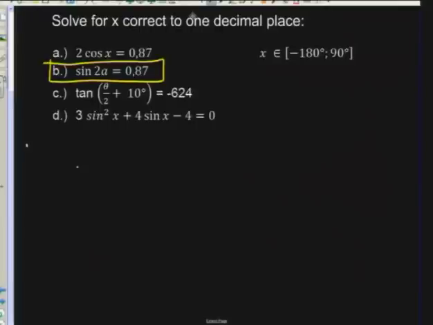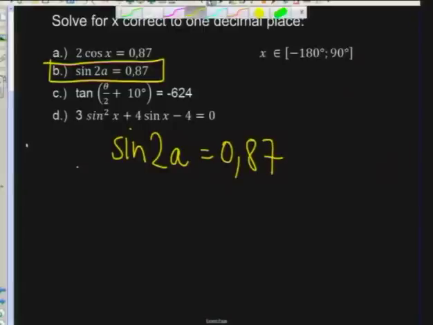Sine 2a is equal to 0,87. That's the equation. And we don't really deal with a, so I'm just going to change that and make it an alpha. Angles come in Greek letters for some other reason. Okay, so I'm going to make that alpha.